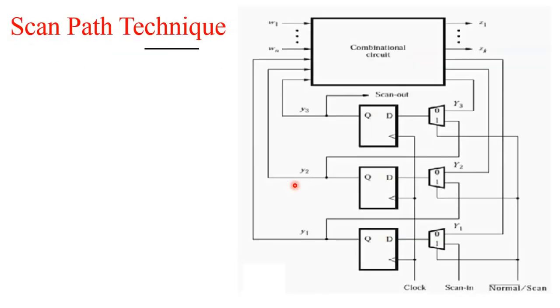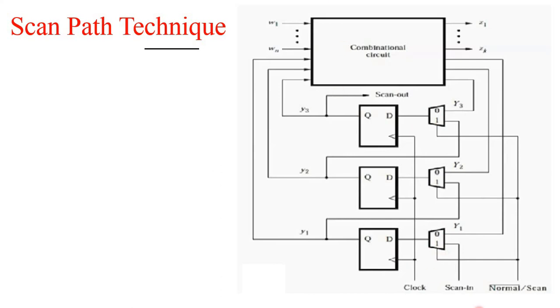First let us see the circuit. One alternative approach is the scan path technique. In the previous one, only memory elements were present; sequential circuits are designed using flip-flops. Here we use D flip-flops, and in place of the present state we use a multiplexer. This is a multiplexer, this is a multiplexer, and this is a multiplexer. This total will act as a shift register.